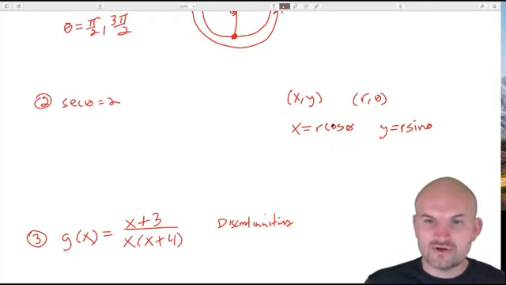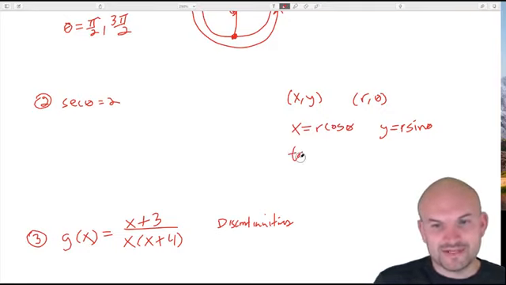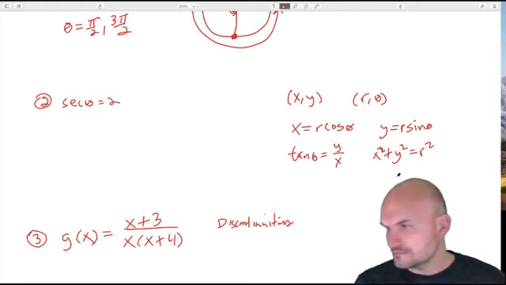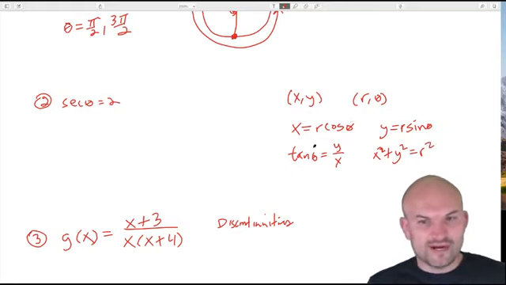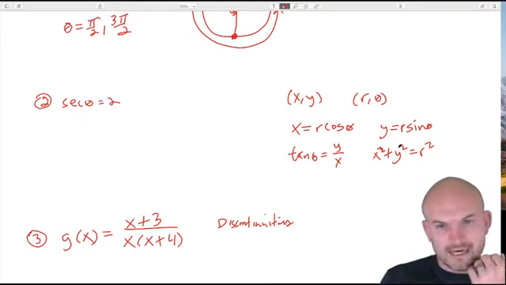So we have x equals r cosine of theta, y equals r sine of theta. I'm not going to go into the explanation of all these again, but I just want you to see that tangent of theta is y over x, and x squared plus y squared equals r squared. So these are all the ways that we can convert between our polar and our rectangular equations.